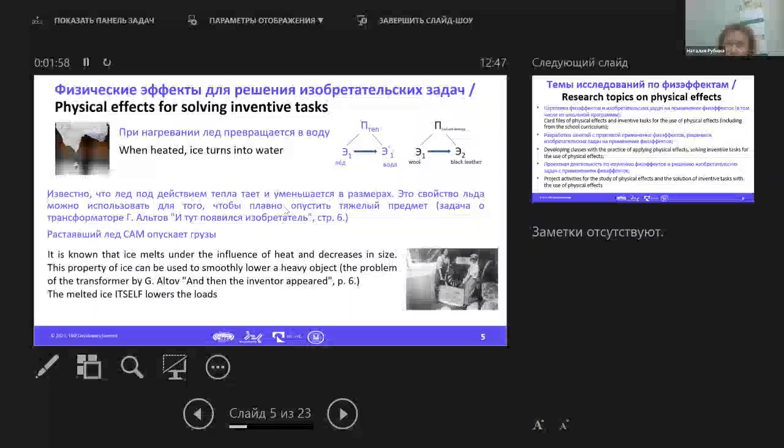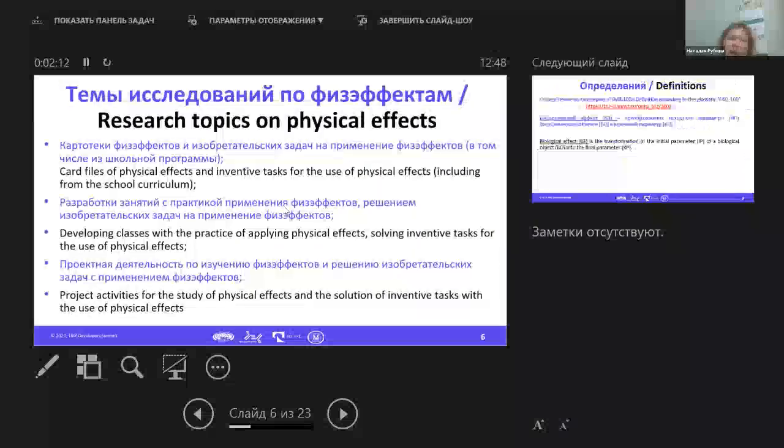There is a very well-known example of melting ice helping to smoothly lower a heavy object. You probably remember this example with a transformer. This physical effect is quite simple, and it was applied to address contradictions.